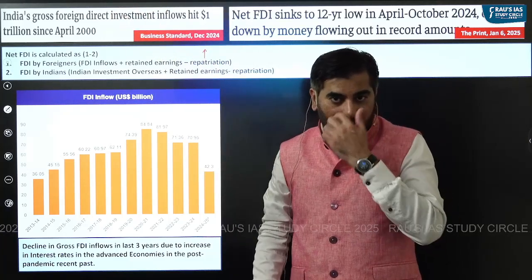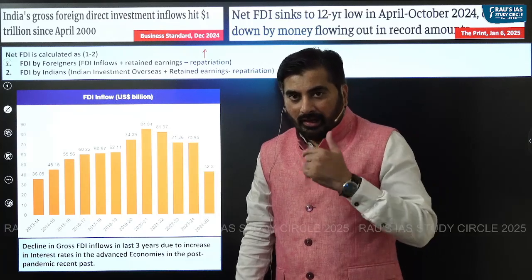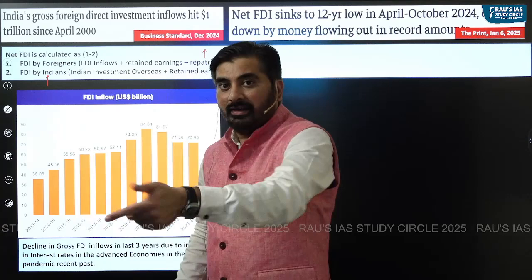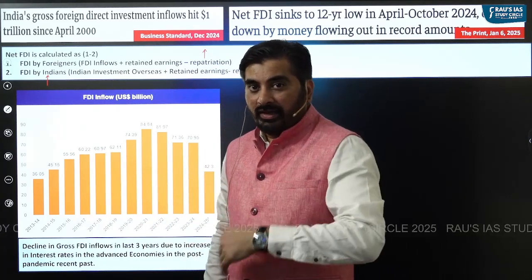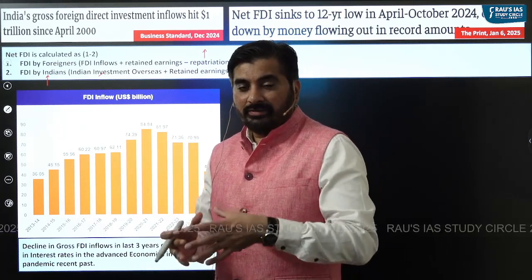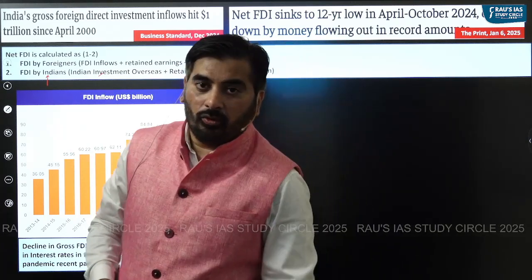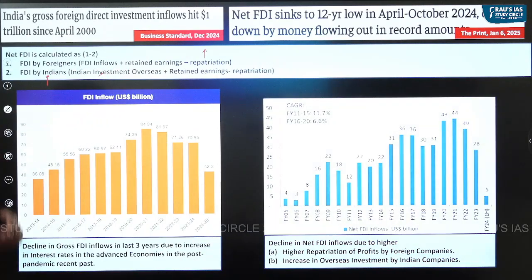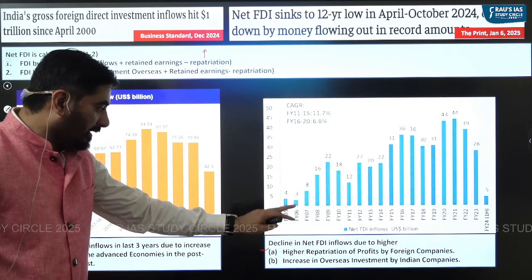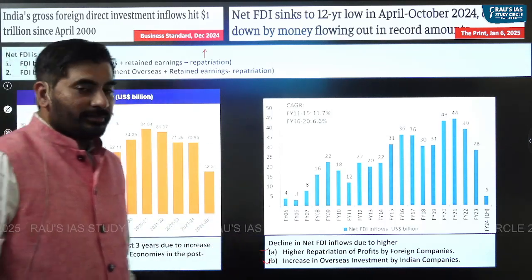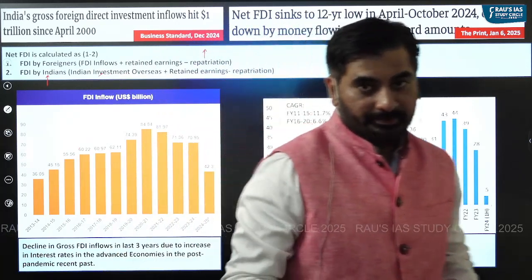That is reason number one. Second, it is also being said that FDI by Indians in other countries is increasing. More Indians are making investment outside India. So that is why the net FDI inflows have shrunk to a 12-year low. So you can see the reasons: higher repatriation of profits by foreign companies and an increase in overseas investment by Indian companies.